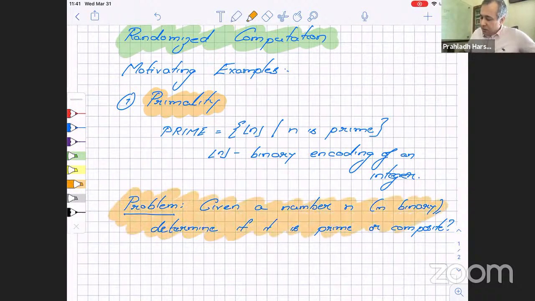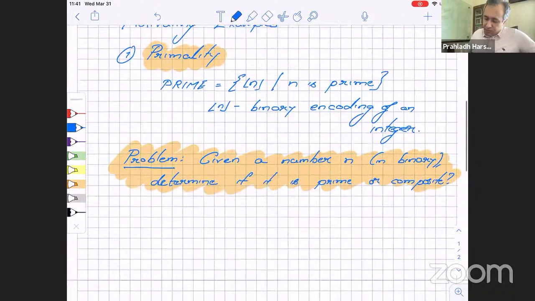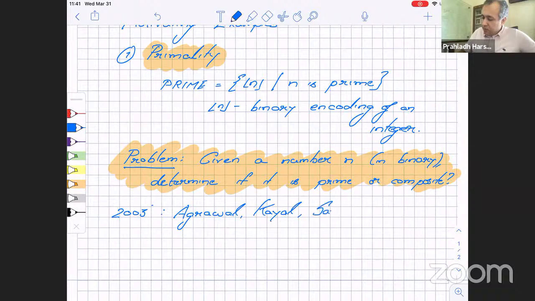Till about 15 years ago, we did not have a deterministic algorithm that solves this problem. About 15 years ago, in 2003, Agrawal, Kayal and Saxena, as part of their PhD work from IIT Kanpur, gave a deterministic algorithm for primality.